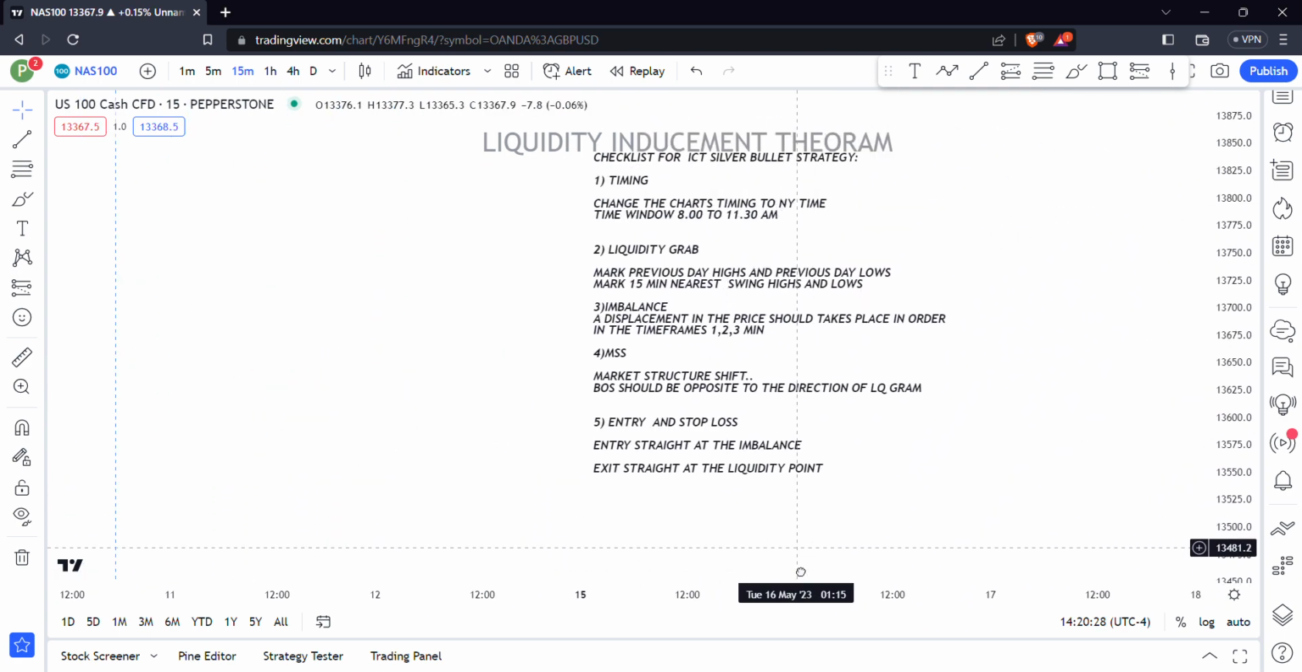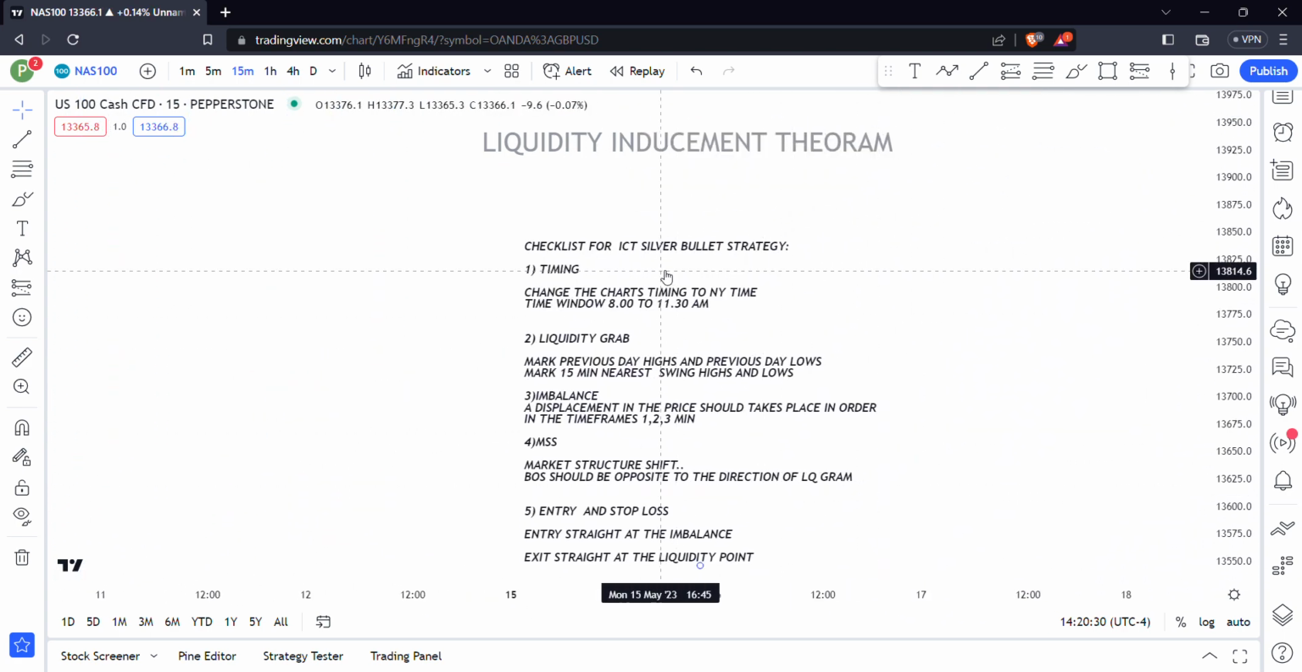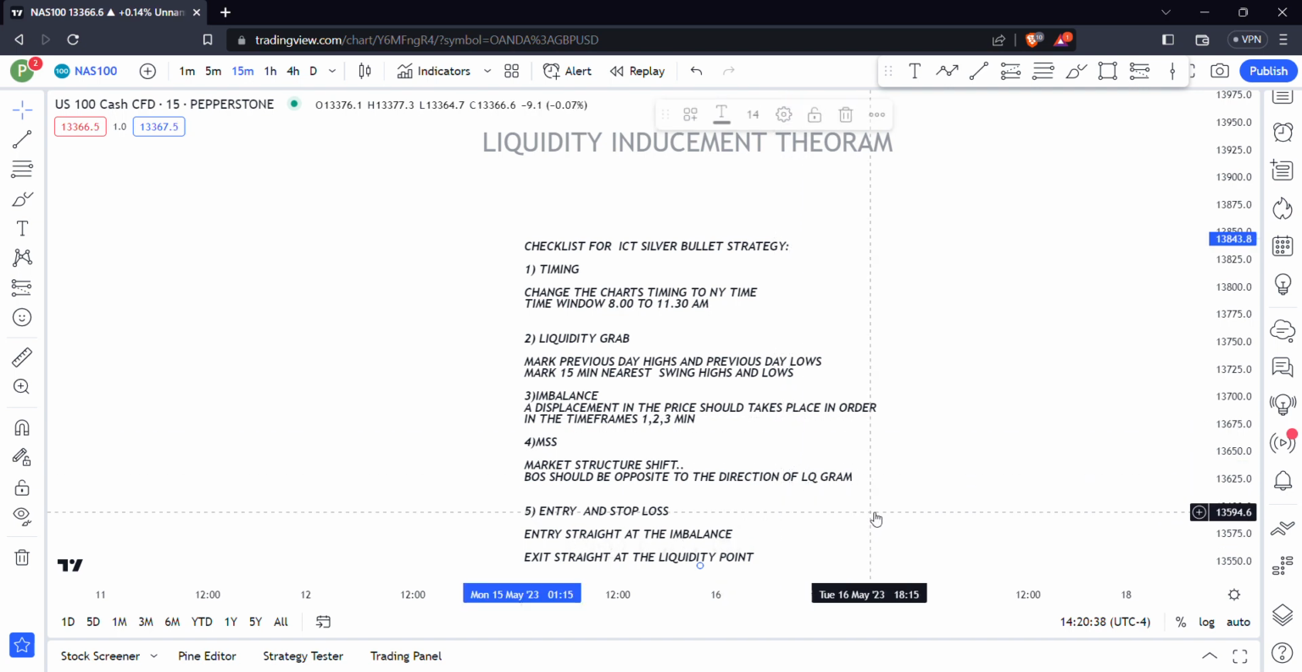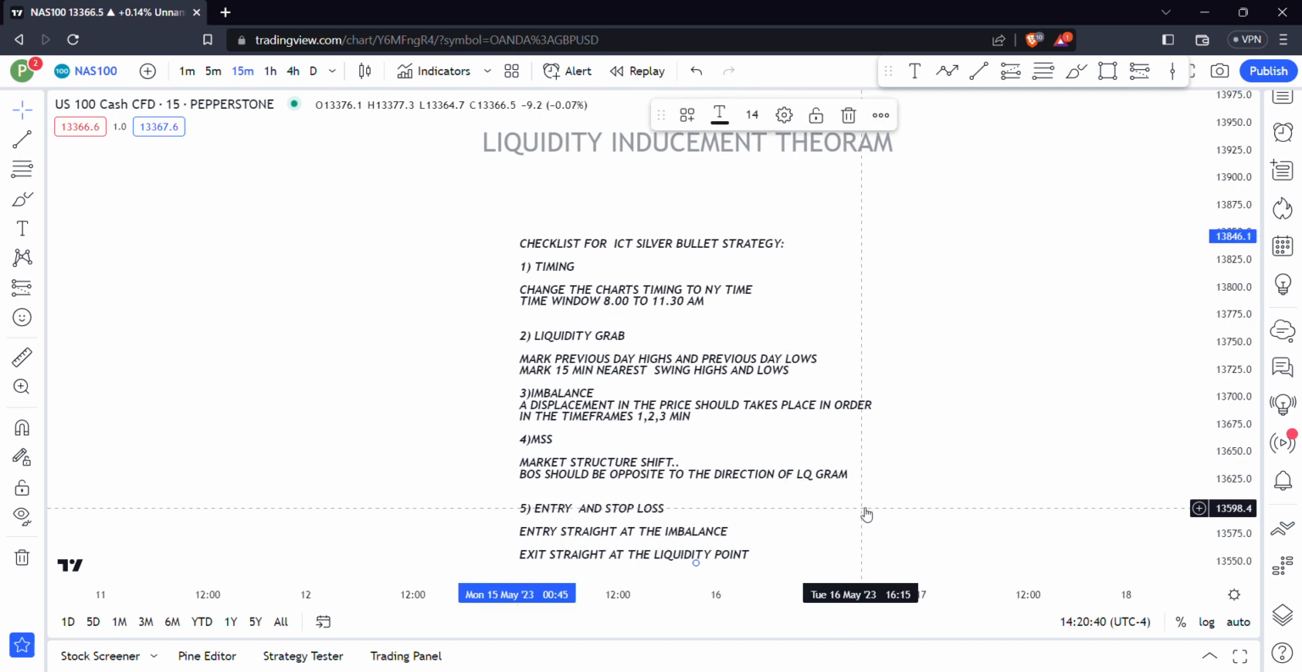So the checklist, I have divided into 5 points. They are mainly timing, liquidity grab, imbalance, MSS, which means nothing but the market structure shift, and the entry and stop loss. If you follow this video to the end, you can become a consistently profitable trader.